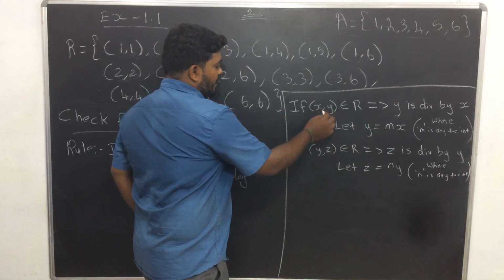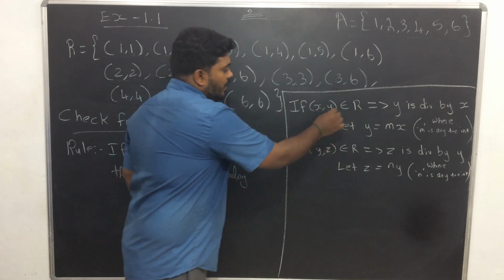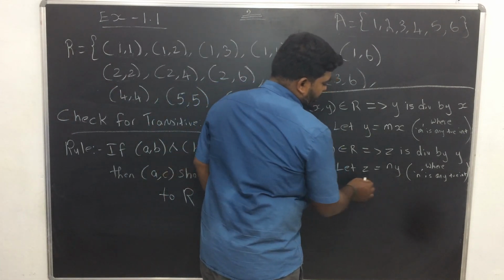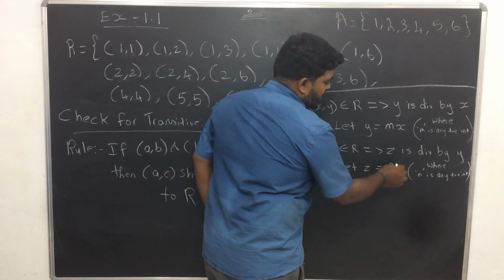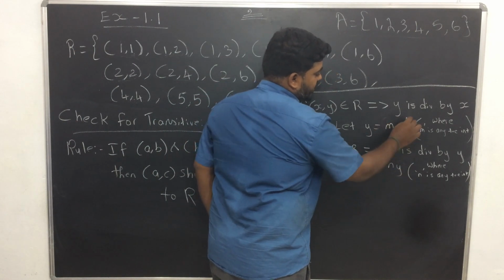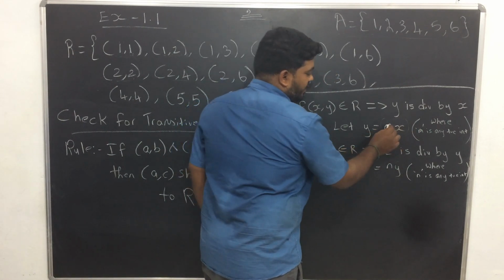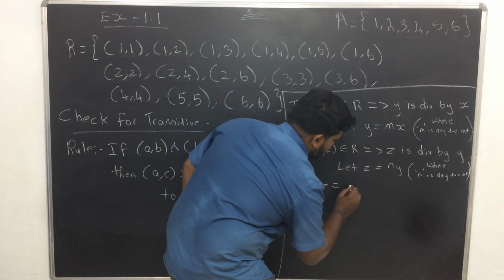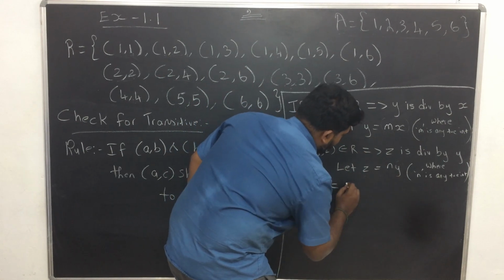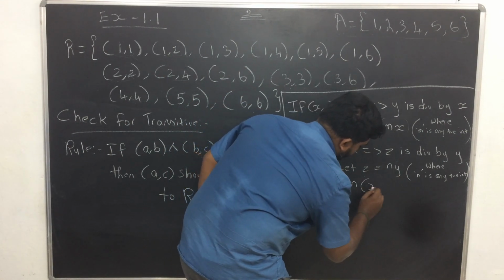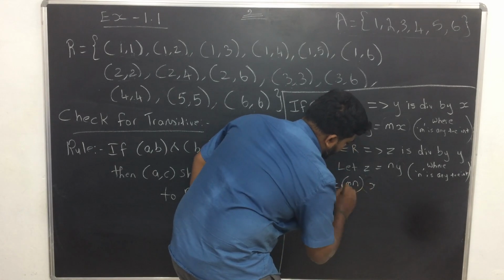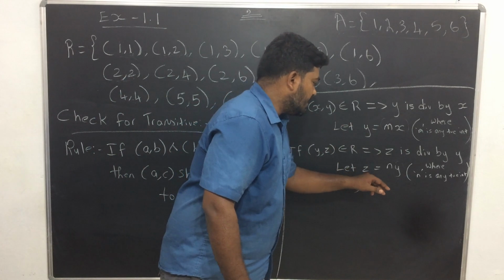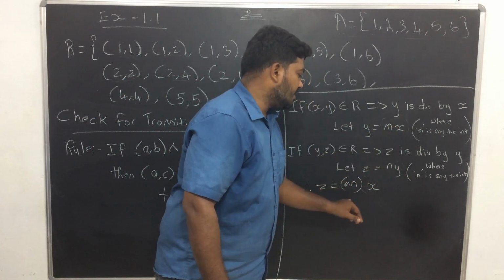Okay, now we got two equations. We need to find the relationship between x and z. We don't need y. Y has to be taken out. What can we do here? Look at this equation, z equals n y. Instead of y, we can substitute mx, because y is equal to mx. So this equation will become, therefore, z is equal to m n x. Z is equal to n into mx. That is m n x.